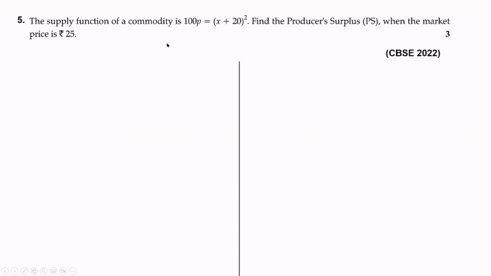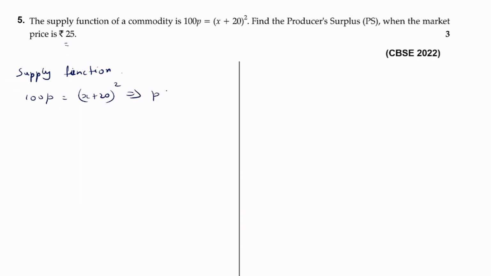Next question, the supply function of a commodity is 100p equal to x plus 20 the whole square. Find the producer surplus when market price is rupees 25. So here we have to find, it is a question for 3 marks. So here we have to find the producer surplus when the market price is rupees 25. So here p naught is given as rupees 25. The supply function is given by supply function is 100p equal to x plus 20 the whole square.